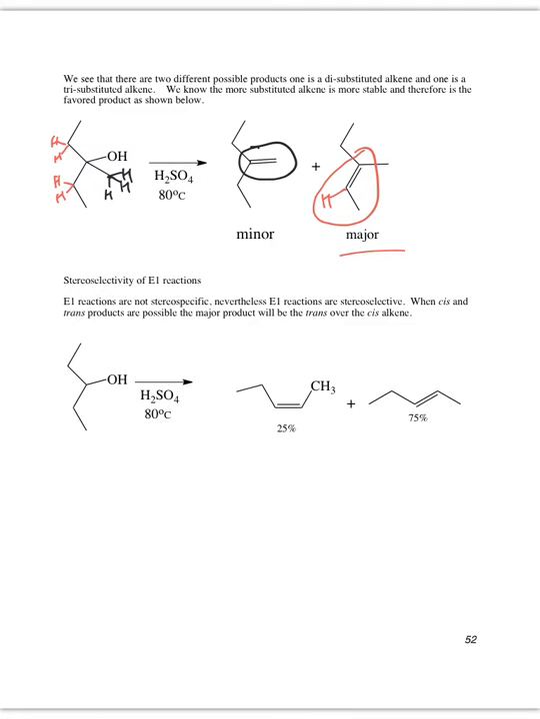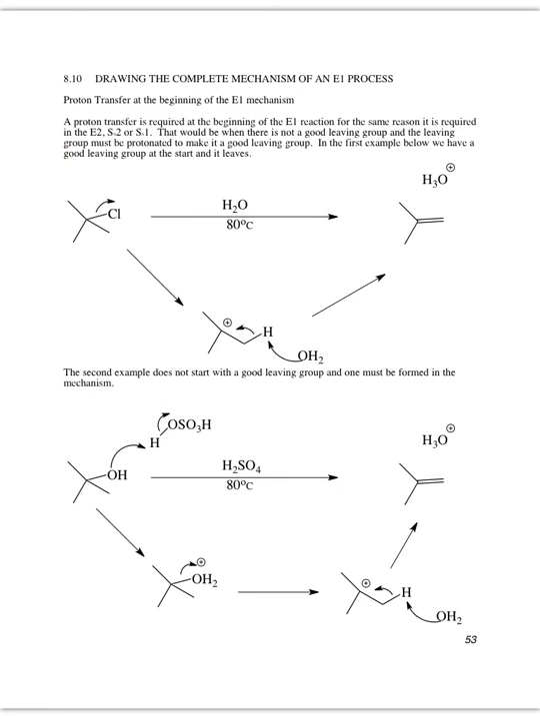When you have the possibility of a cis versus trans alkene forming in an elimination reaction, as it shows here, the trans alkene is going to be the favored one over the cis alkene. And that's just how things are, and we'll talk more about that as we go on in this section.